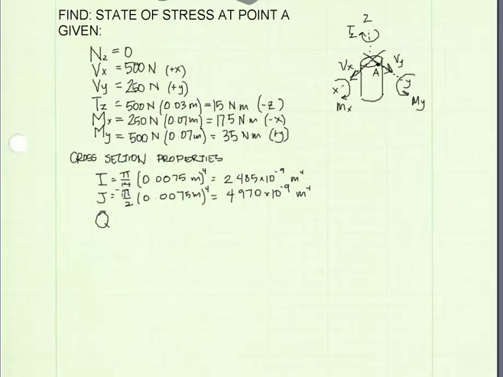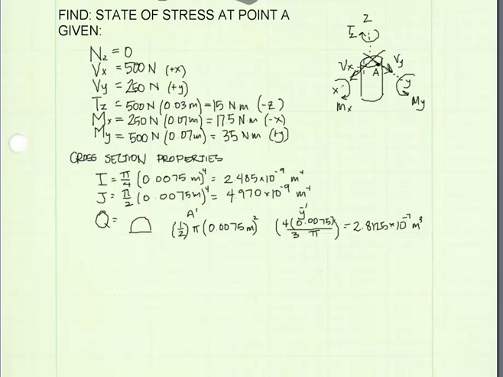Now to get our section properties that we're going to be needing, we will not be needing the cross-sectional area since we have no axial load, but we will need our moment of inertia, and it's the moment of inertia of a solid circle. So that's pi over 4 times the radius to the 4th power. Our diameter is 15 millimeters. Half of that is 7.5 millimeters, or 0.0075 meters. Our polar moment of inertia is double the moment of inertia, and those values are shown here.